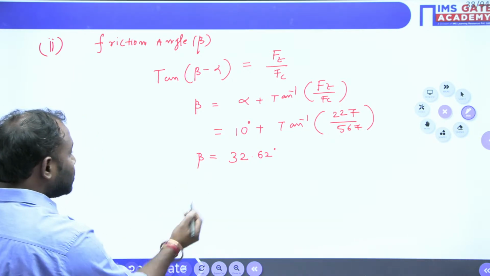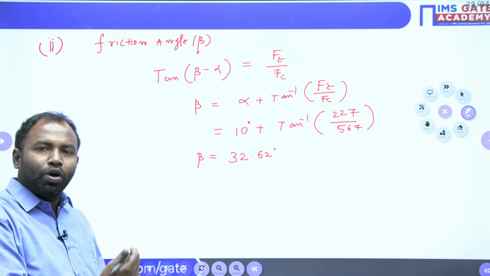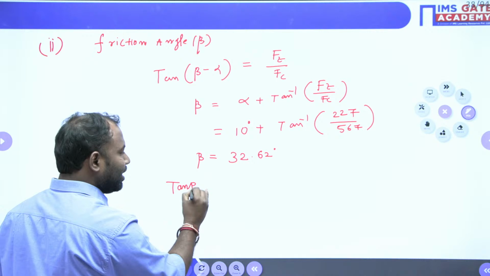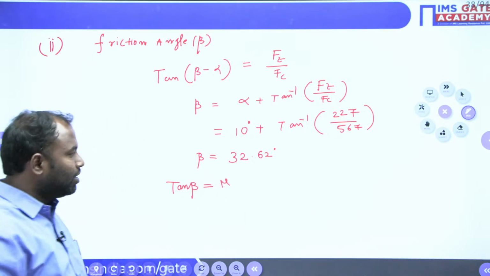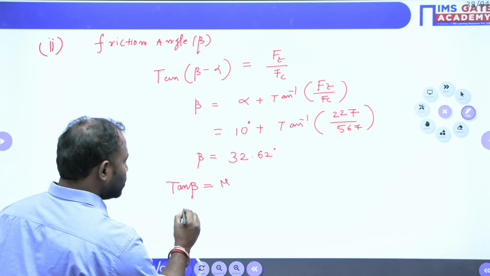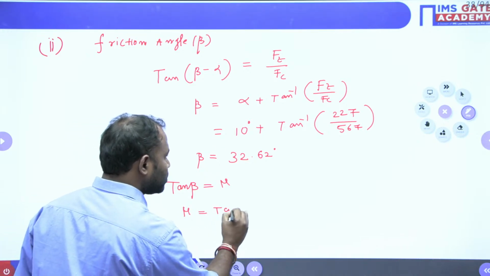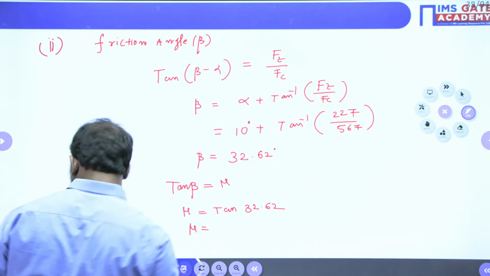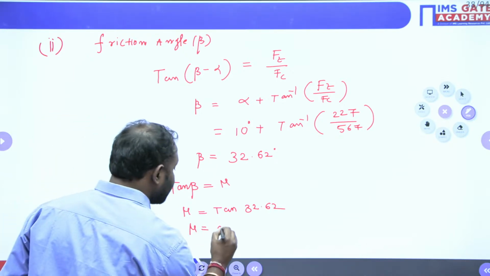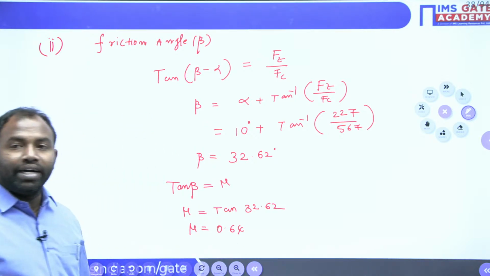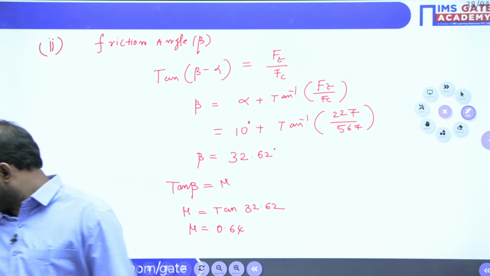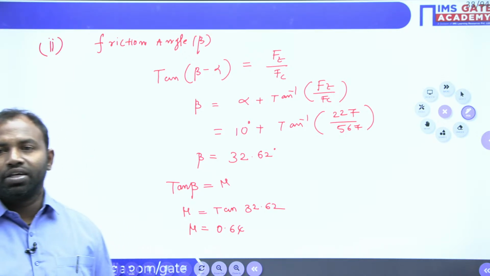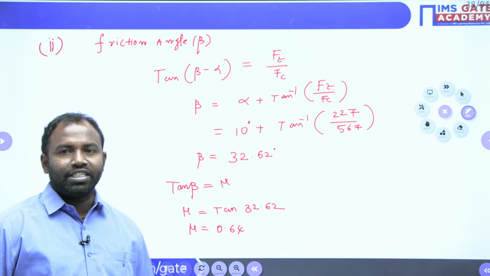Now we got beta. In future we require mu also, that is why we also find the coefficient of friction. Tan beta is equal to mu. Beta we know, so mu equals tan of 32.62 degrees, and you are going to get mu is 0.64. Shear stress you are going to get 236.5 here. Check your answer with me.